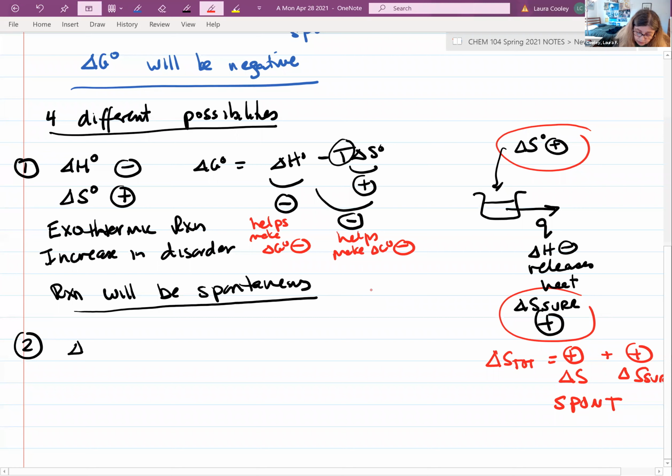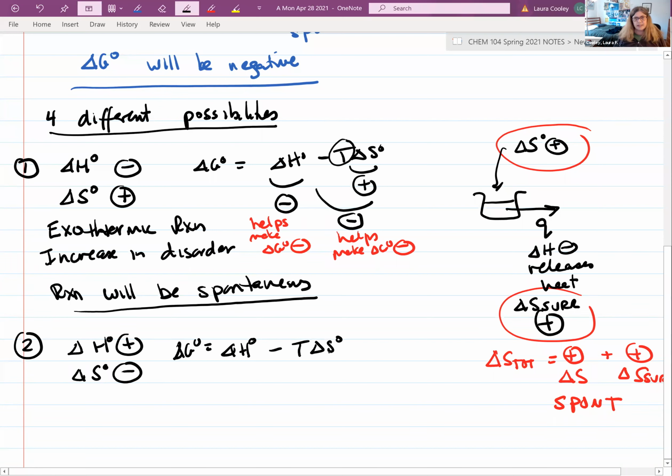The next example is similar. We have delta H0 positive and delta S0 negative. So here, again, we have delta G is delta H minus T delta S. And we're going to analyze the signs once again. If delta S is negative, then negative T delta S will be positive, and delta H0 is positive.